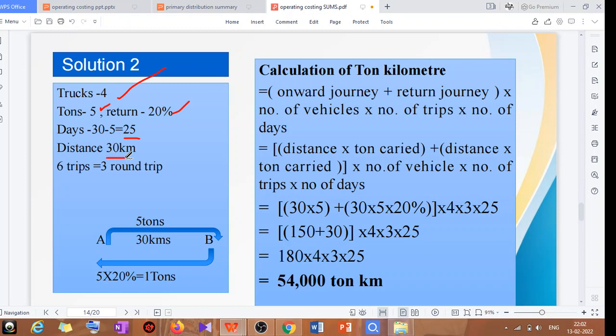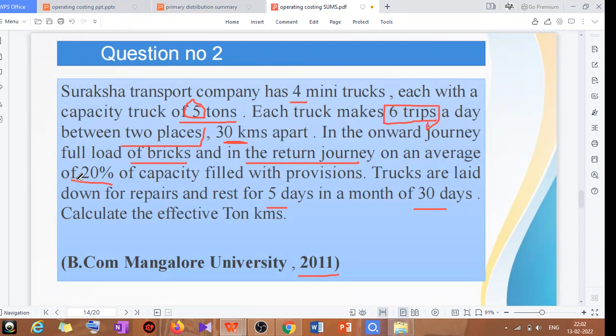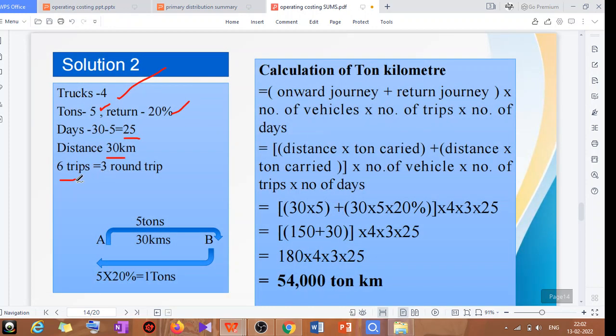Distance 30 kilometers, which is given in the question. And see the question, students, what they have mentioned, that is 6 trips they have given, right? So 6 trips means how many round trips? It means it is 3 round trips. Clear? So I hope you have understood the example which I have given in the previous classes. See, one round trip means how many trips? One round trip means how many trips? It is 2 trips. Clear?